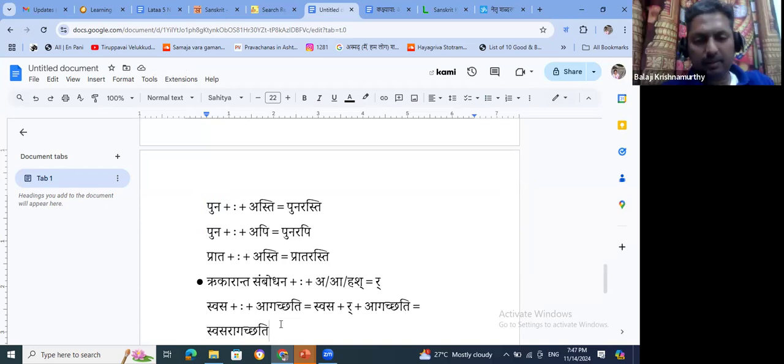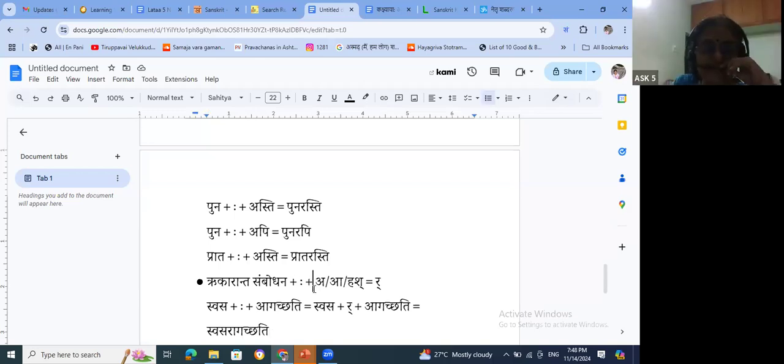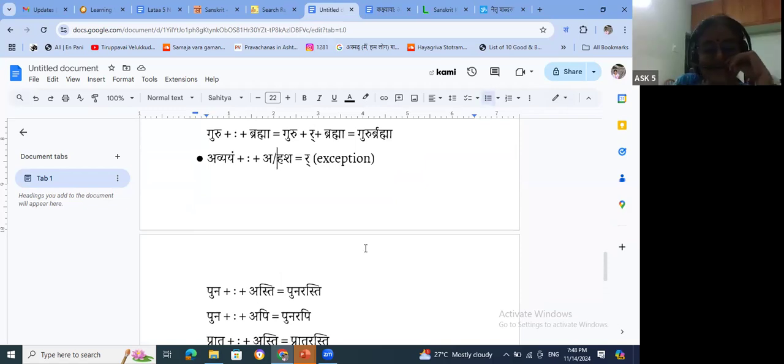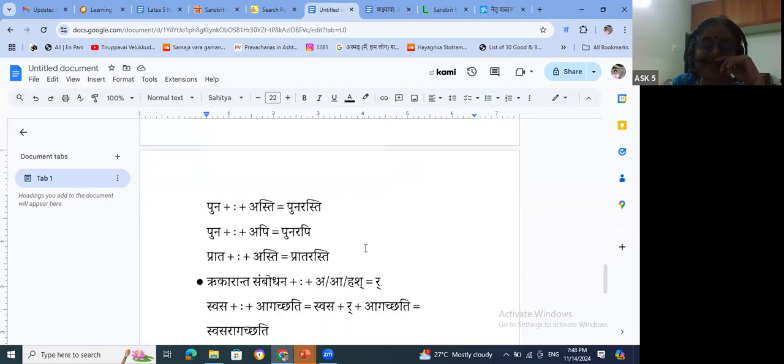My suggestion, or maybe my question, is that for Rikaranta Sambodhana plus Visarga, because the Sambodhana itself has it, we don't need to add it. Oh, like that you're saying. Yeah, that makes sense. But somebody might come and ask me, you didn't put Visarga. That's why I put Avyayam plus Visarga. So it's like a double thing. Somebody might ask, you forgot to put Visarga, or is it not necessary?